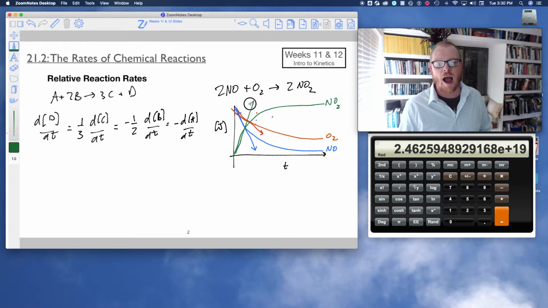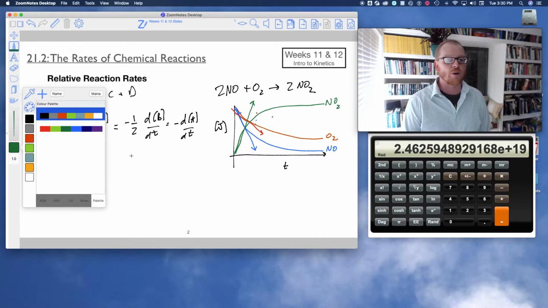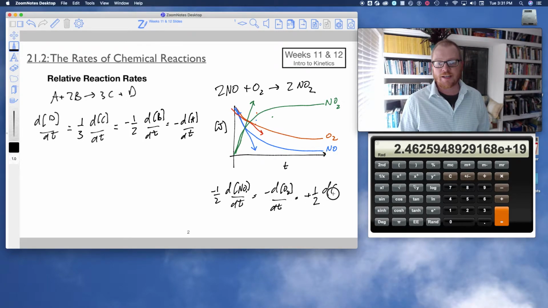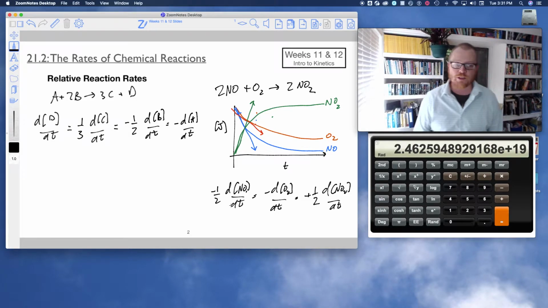But of course, they will be opposite in sign, okay? So that's the manifestation of relative rates versus absolute rates. And of course, if I wanted to make all those rates relative to each other for this reaction, then it would go -1/2 d[NO]/dt equals -d[O2]/dt, which equals +1/2 d[NO2]/dt, okay? So for now, it's good to just practice with getting 1 over the stoichiometric coefficient.